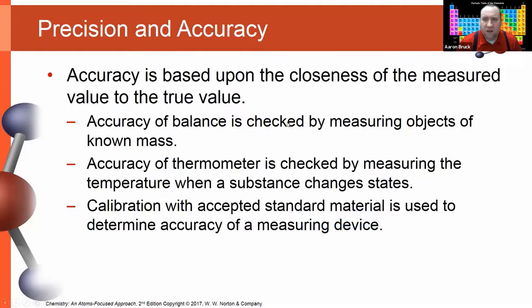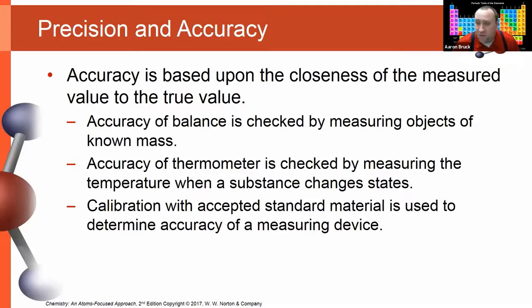Accuracy, on the other hand, is all about closeness to the true value. So if I have an object that weighs 25 grams, accuracy would be how well does that balance tell me how close to 25 grams I am. And so we can run into those kinds of things with accuracy. Now, just because a measurement is accurate doesn't necessarily mean it's precise, and vice versa.